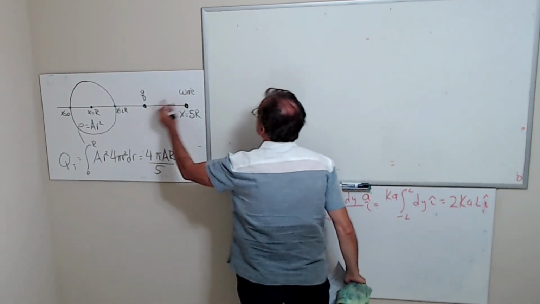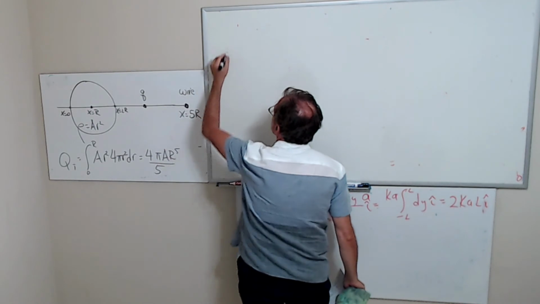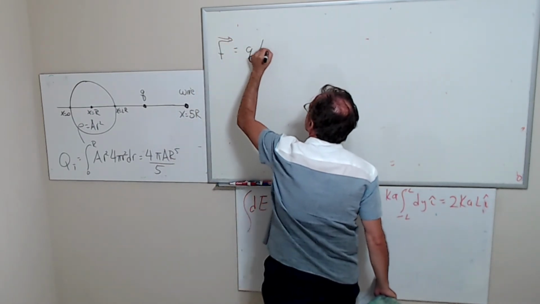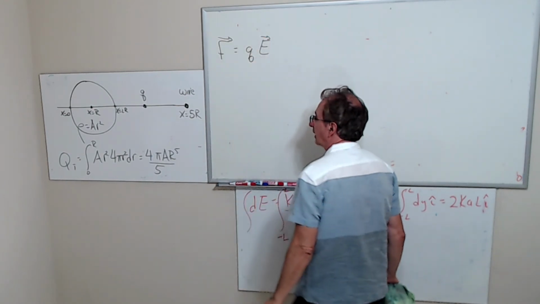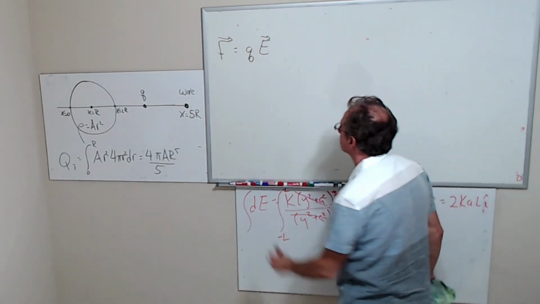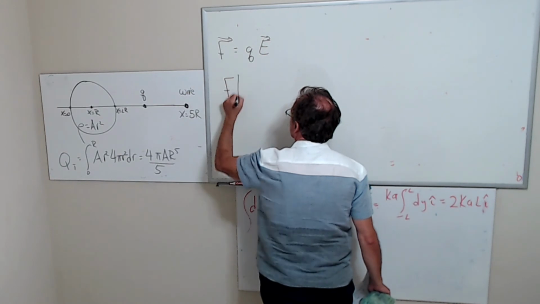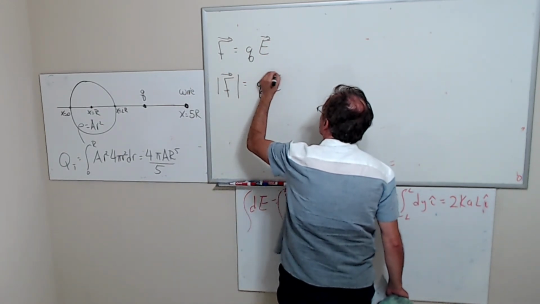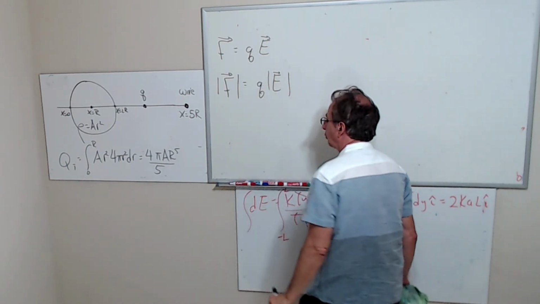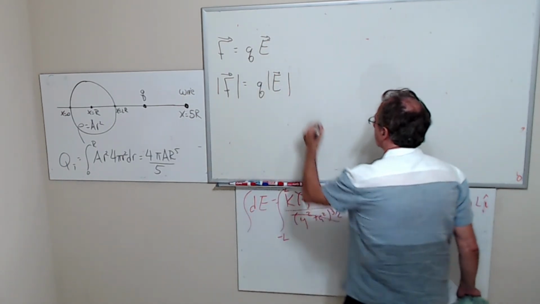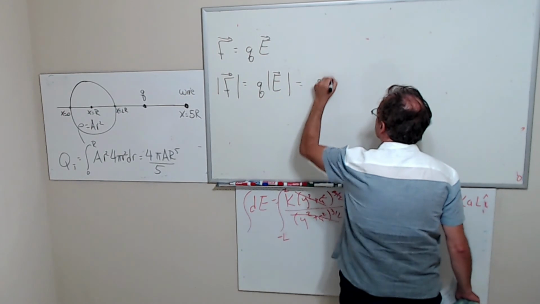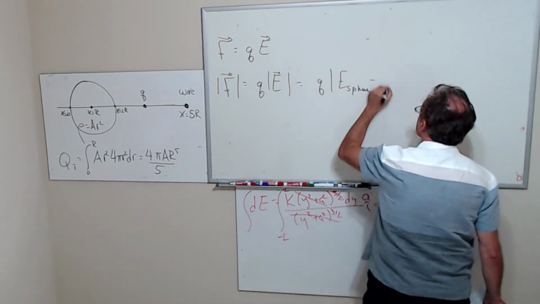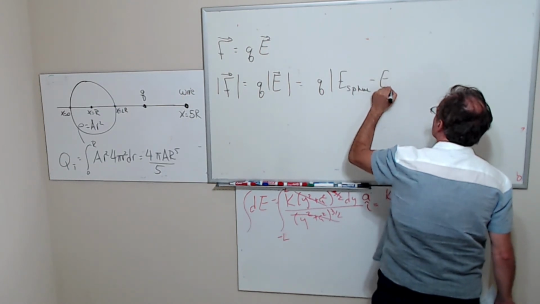Well, this guy is going to experience a field, so the force is going to be Q times the electric field. And I just want the magnitude of the force. So I just want this. But what is the field at that point? It's going to be the field due to the sphere minus the field due to the wire.